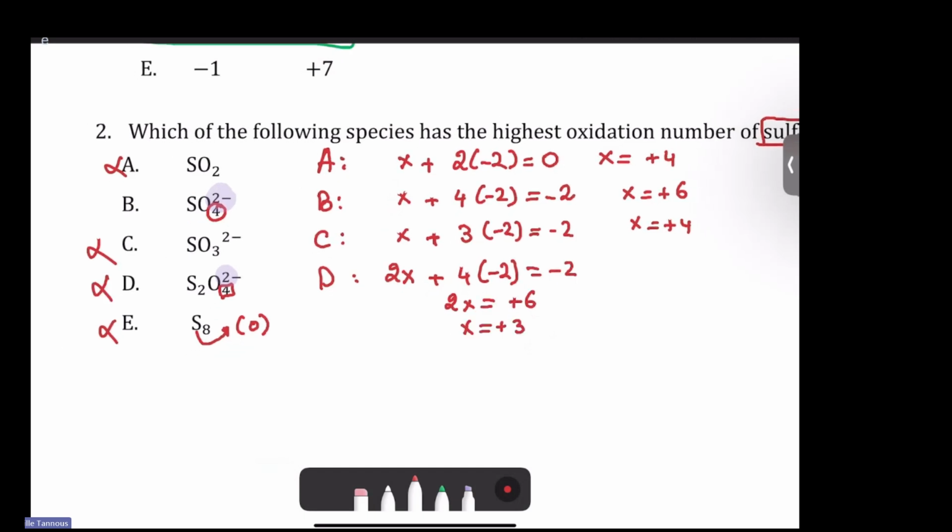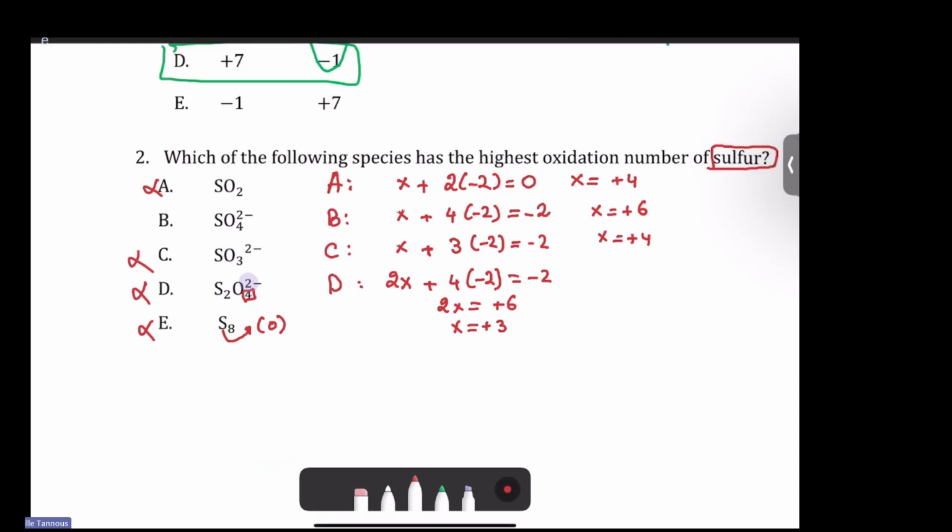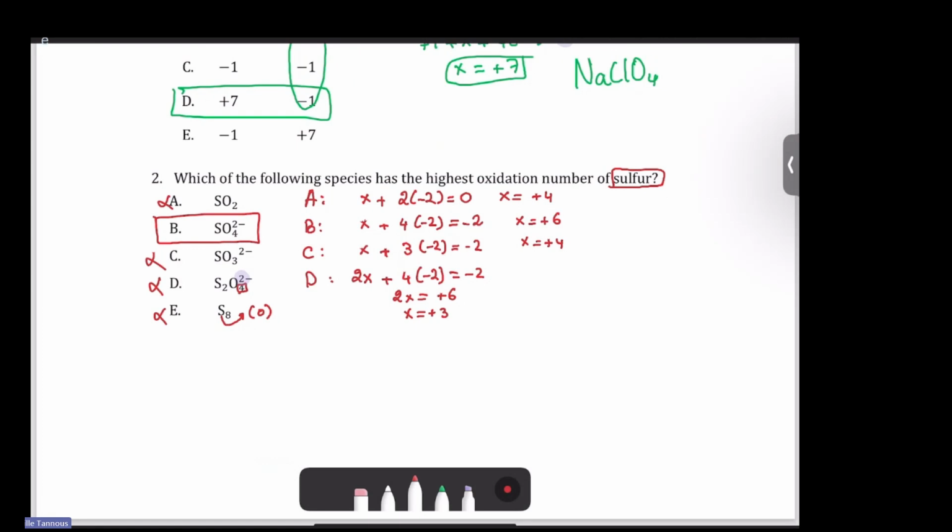So this is a very good example that can give you practice on how to calculate the oxidation number. So the one that has the highest oxidation number is B.